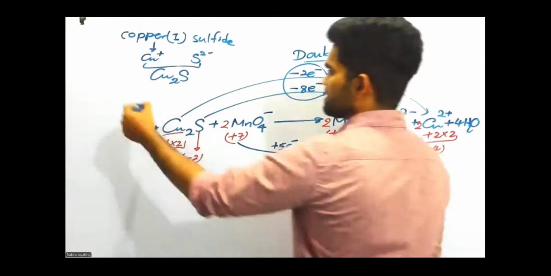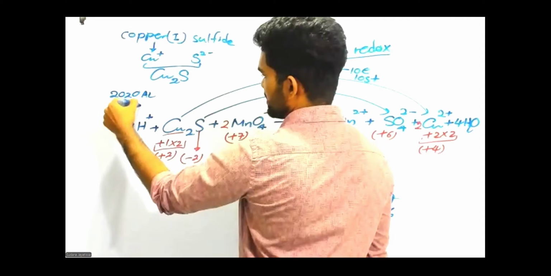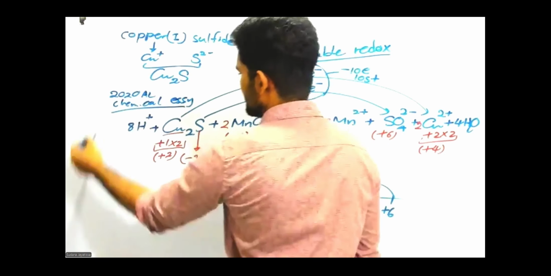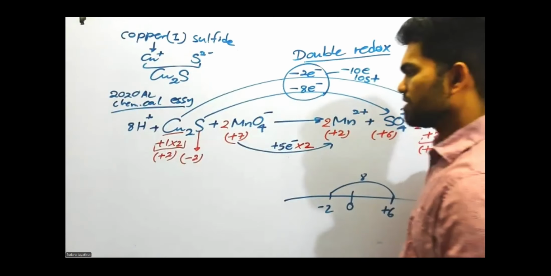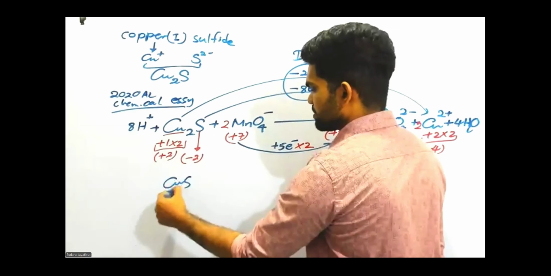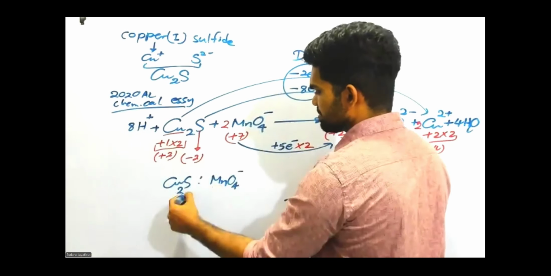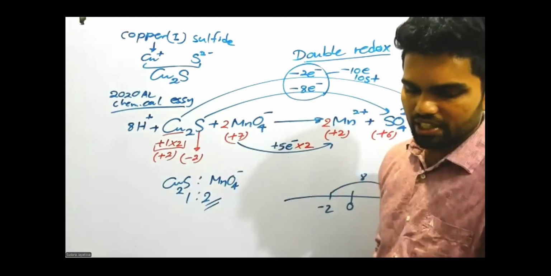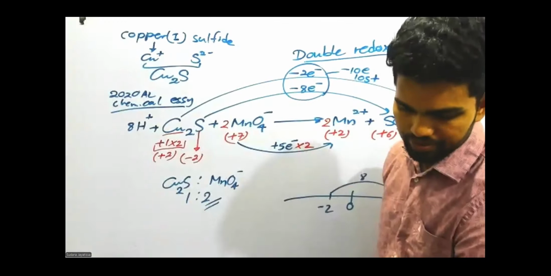This equation was there in the 2020 A-level chemical calculation essay. We did that one in the class, and in that essay question I explained the balancing on the board also. Right? So now what is the ratio between copper 1 sulfide and permanganate? 1:2 ratio. Now, is that the ratio given in the question? Check that one. Yeah, 2:1 ratio.